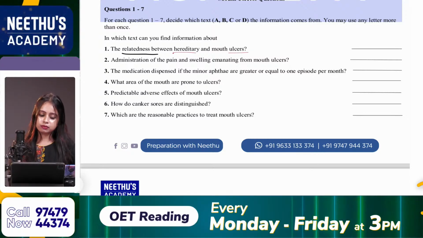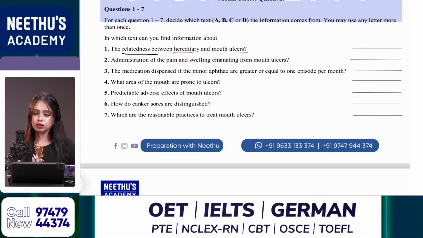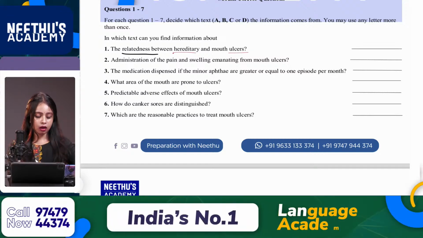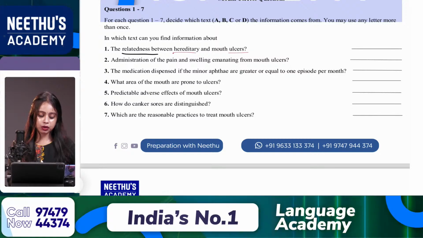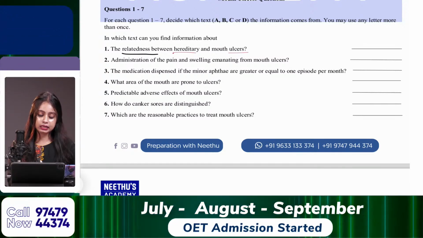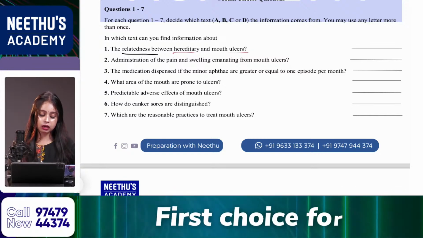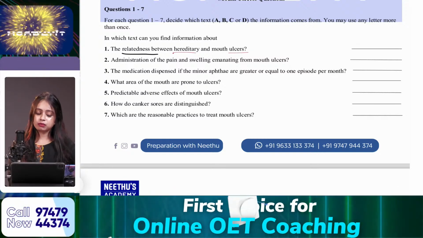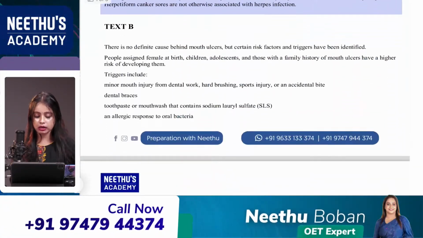Any other answers for the first question? Relatedness, hereditary, mouth ulcer. What do you mean by hereditary? Hereditary means through family. Okay, Riba, text B. Reshma, text B. Femi, C. Kavita, B. Kartika, Anu. So this means it is B. The answer is in text B.